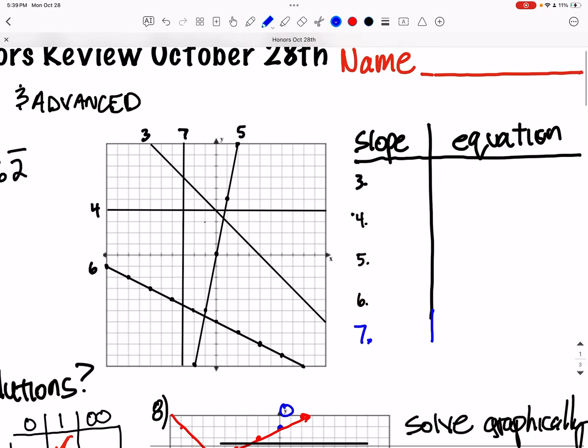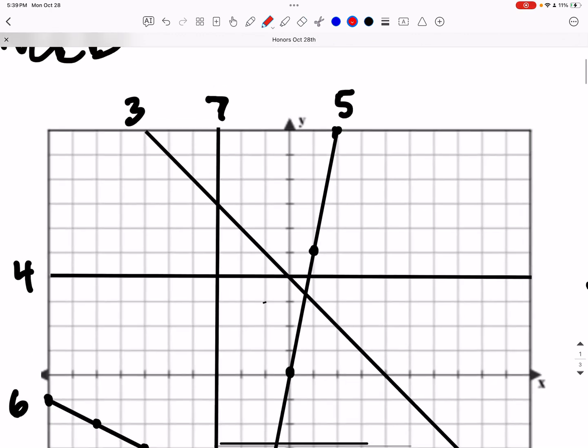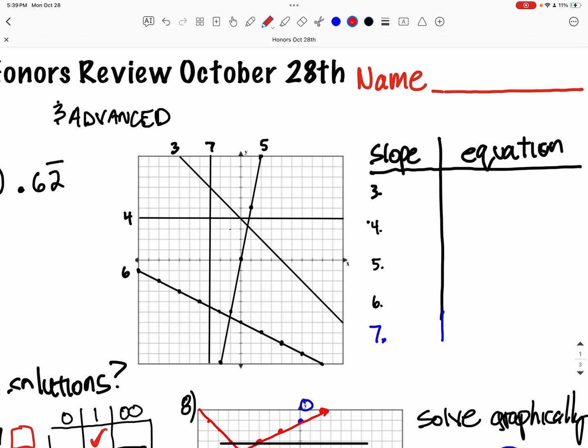All right, slope is just a number. 3, he's going down, so I know that. Let's see if I can just do this really quick. This is going down. This is a do nothing. 5 is going up, so he's going to be positive something. You don't have to write positive, but I'm just letting you know. 6, we're definitely going down. He's going to be negative. 7, he's stuck in time. He's going to be undefined.